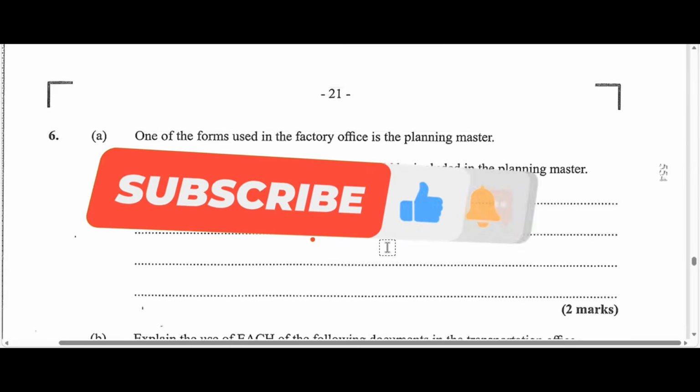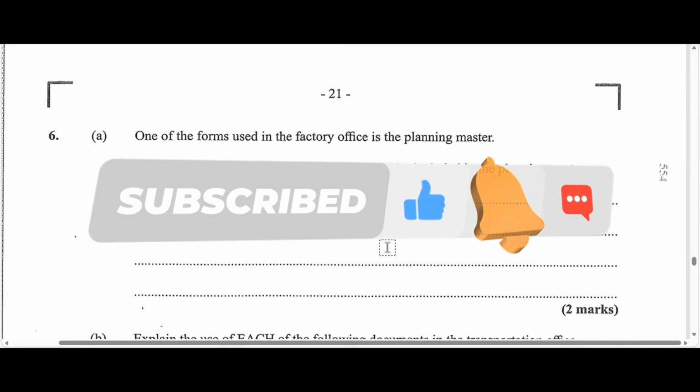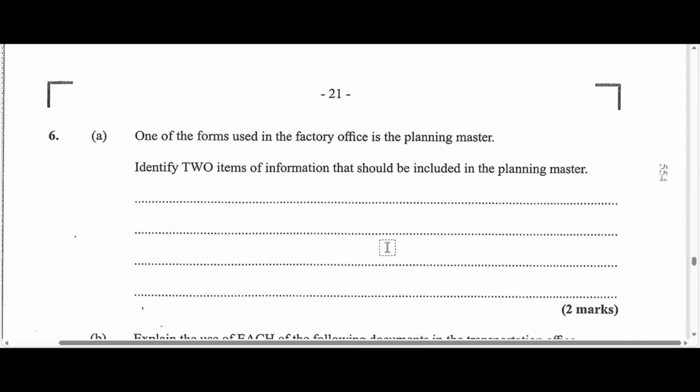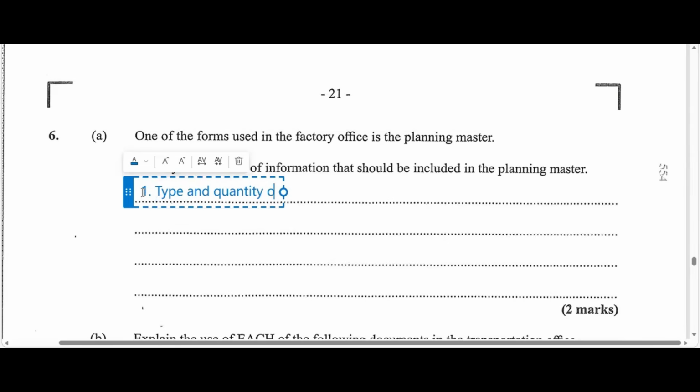6. Last question. One of the forms used in the factory office is the planning master. Identify 2 items of information that should be included in the planning master. So one is the type and quantity of goods to be produced.